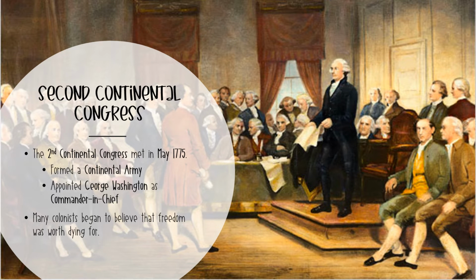The Second Continental Congress met in May 1775 to form a Continental Army and appointed George Washington as commander-in-chief. His experiences in the French and Indian War would be invaluable to the colonists. It was at this time that many colonists started to believe that freedom was worth dying for.